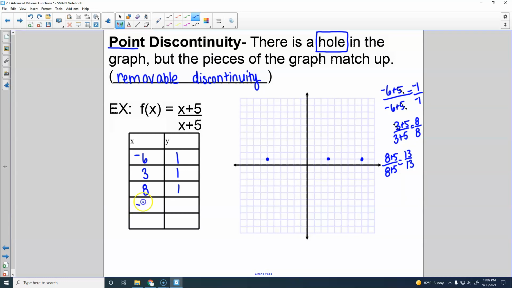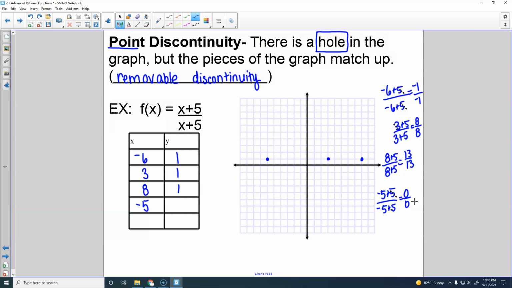Negative 5. Because if I plug in negative 5, I've got negative 5 plus 5 over negative 5 plus 5. And that gives me 0 over 0. And 0 over 0 is not 1. Any number divided by itself is 1 except for 0.